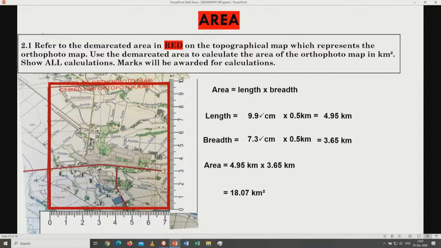18.07 kilometers squared, grade 12. Very important to write your unit of measurement correctly. Now you remember, grade 12, that if you were to calculate this on an orthophoto map, it means that you would be multiplying by 0.1, because the answer must be in kilometers. So this is how you calculate your area, grade 12.